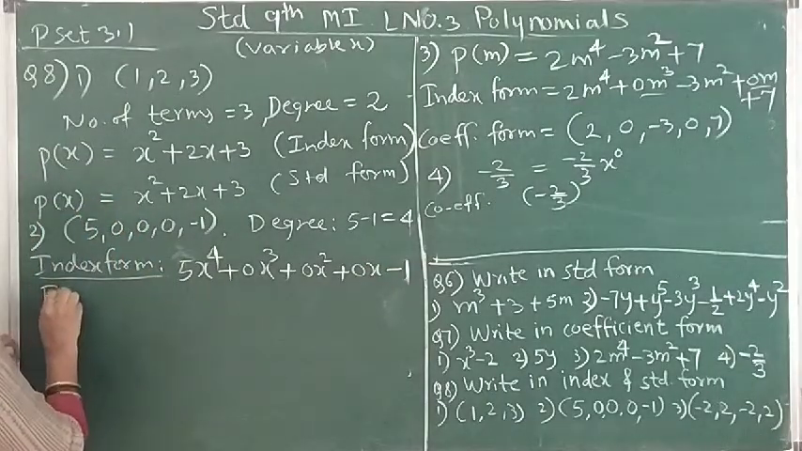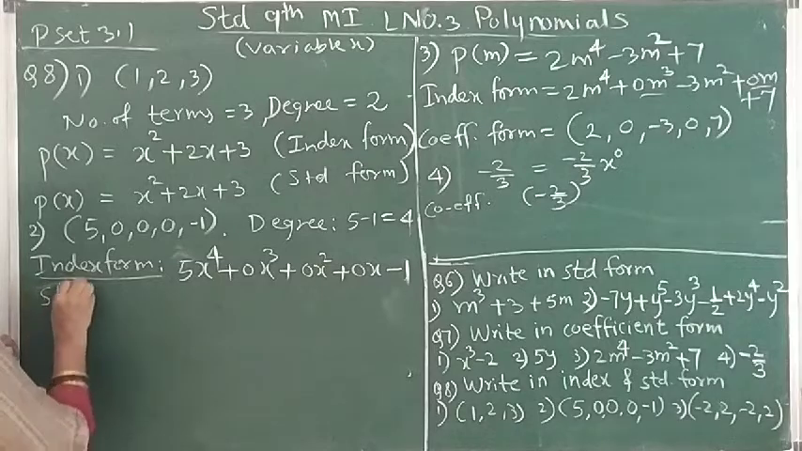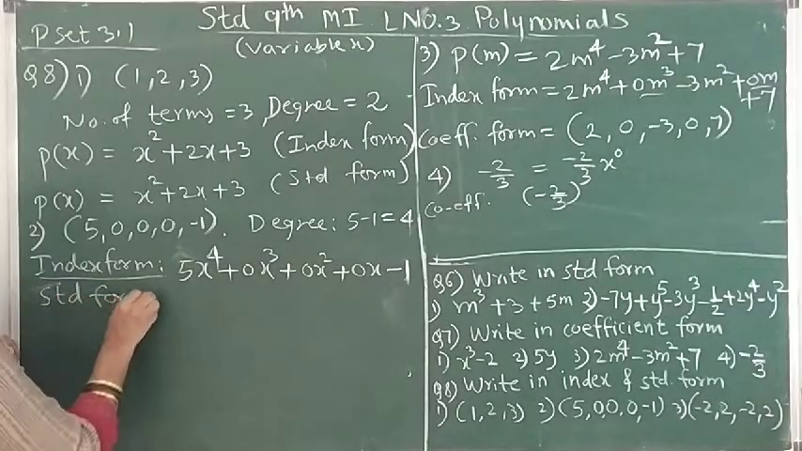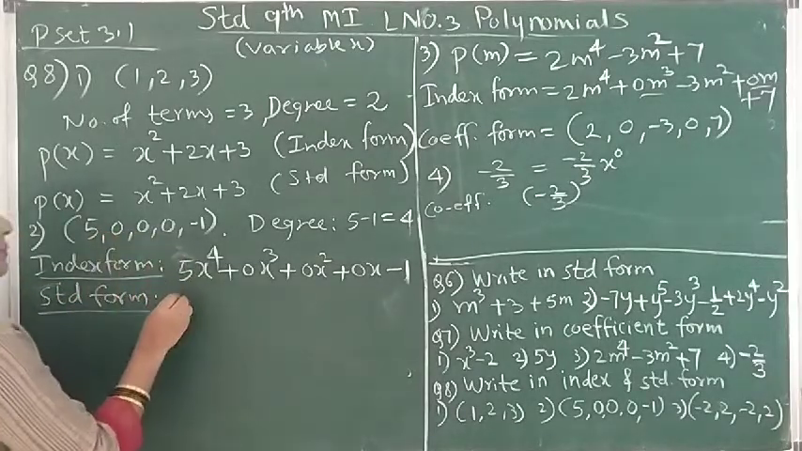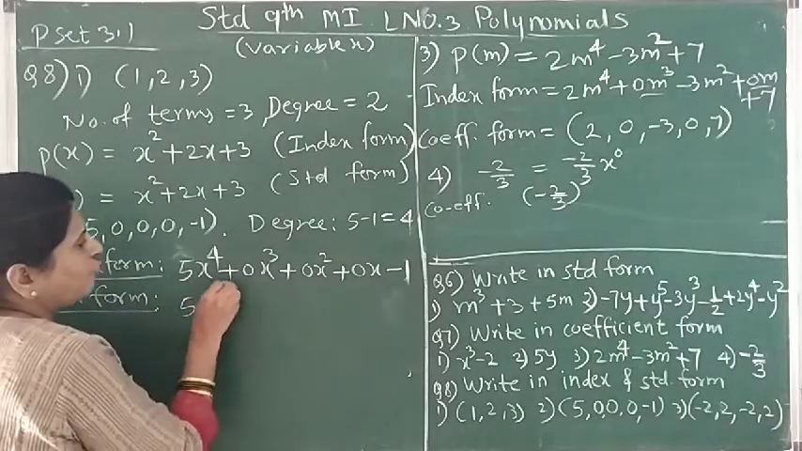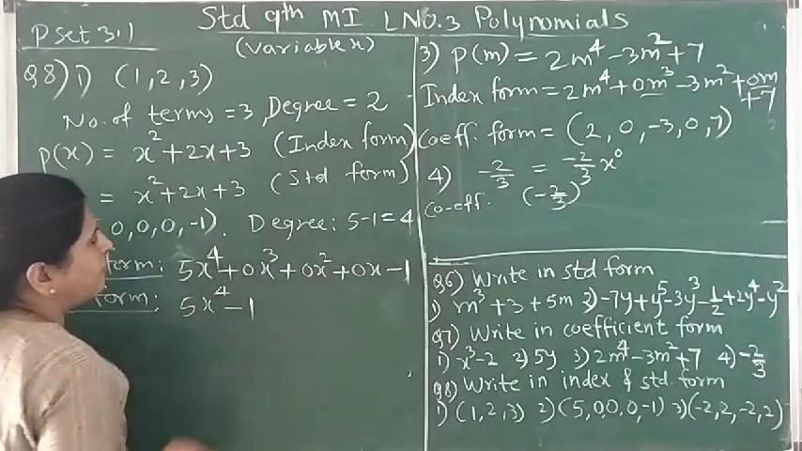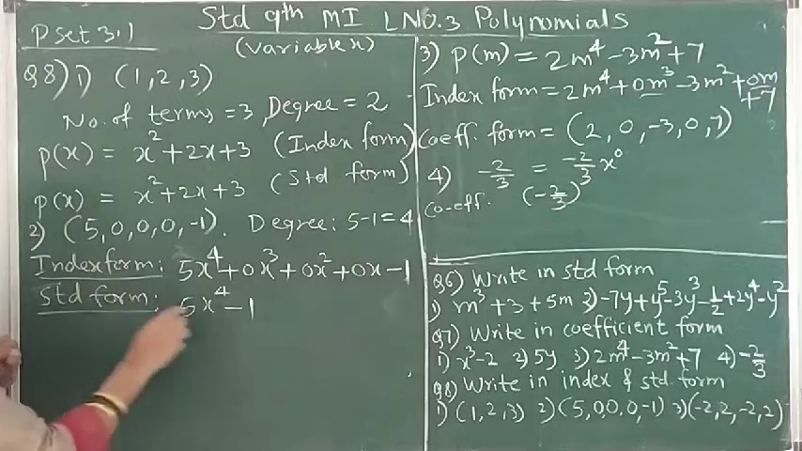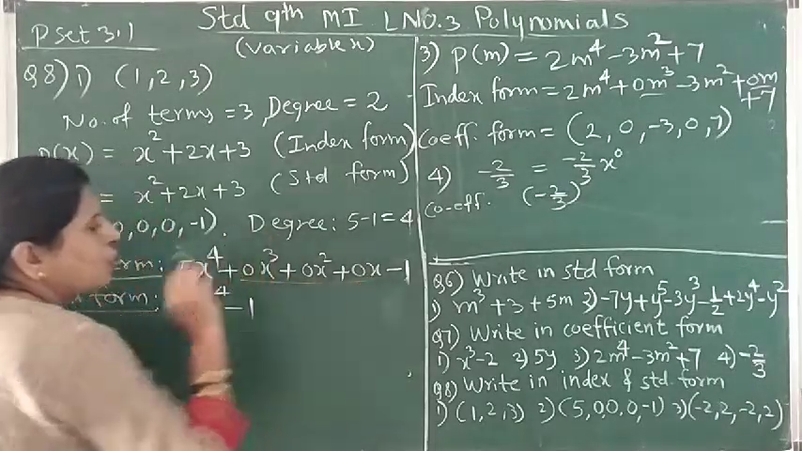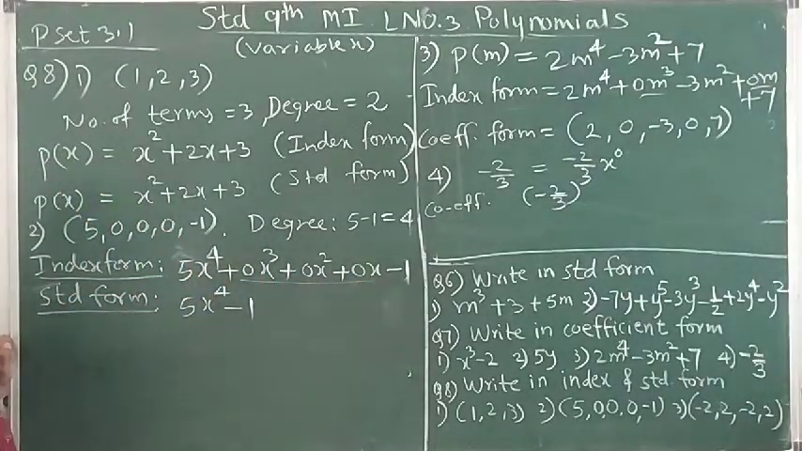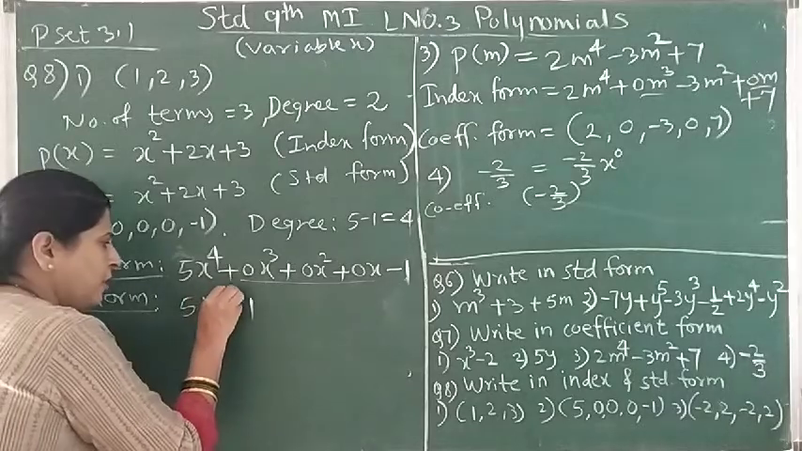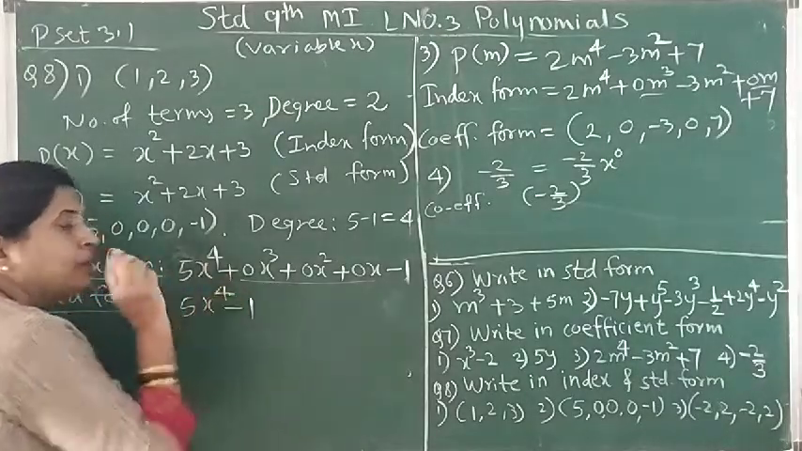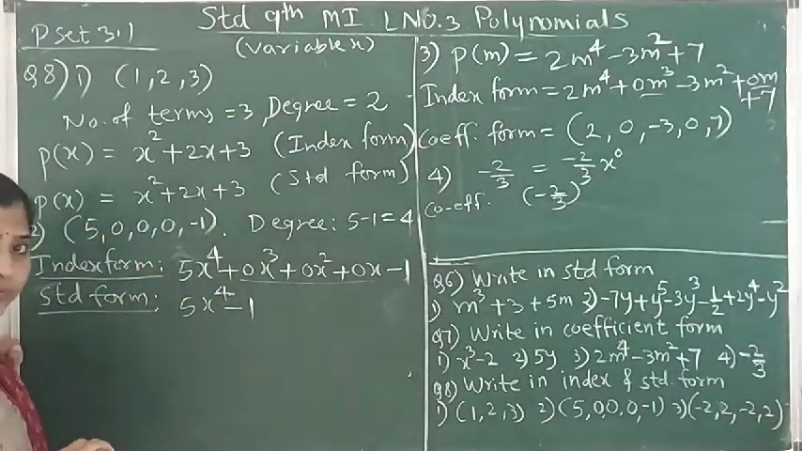And if you want to write the standard form of the given coefficient form, it will be just 5x raised to 4. Directly you can go to minus 1. You need not write the terms with 0 coefficient in the standard form. Here we only want the variable written in descending order of the power.